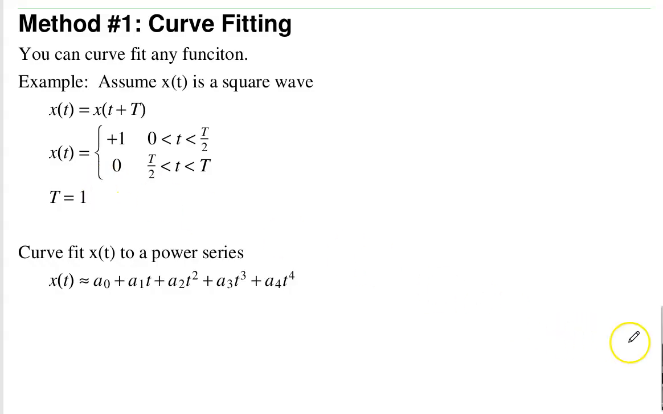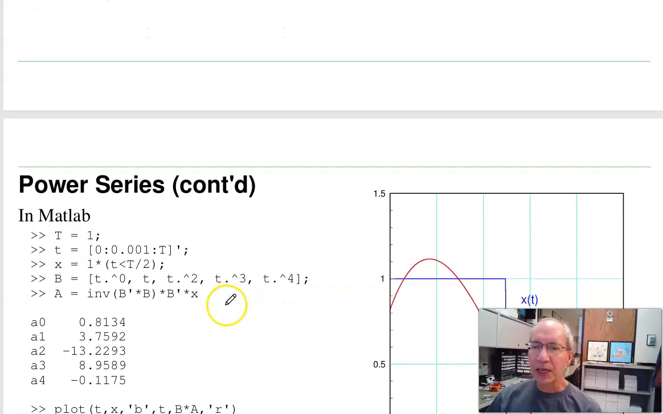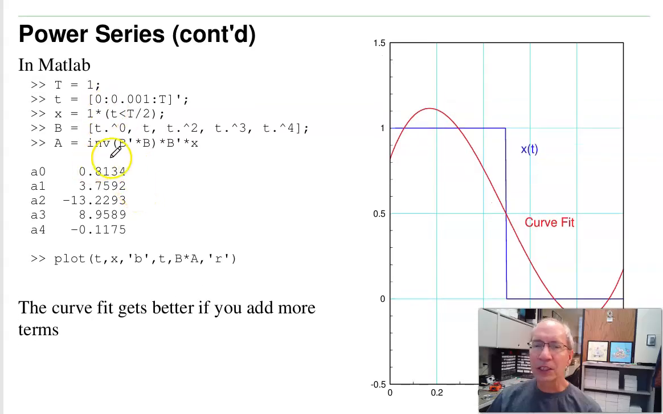Well, I can curve fit anything. Suppose I want to do a power series curve fit. Well, I can do that. I can just pick my basis to be 1, t, t squared, t cubed, t to the 4th, do a least squares curve fit. This is least squares covered in a couple other classes, 111 for example. If I do that, I can find the coefficients for 1, t, t squared, t cubed, plot them, t versus x in blue, t versus curve fit in red, and it's not bad. Add more terms is going to get better. That's curve fitting.